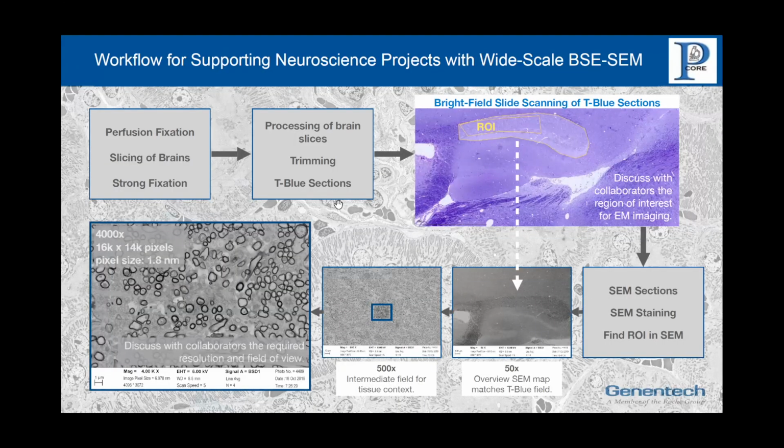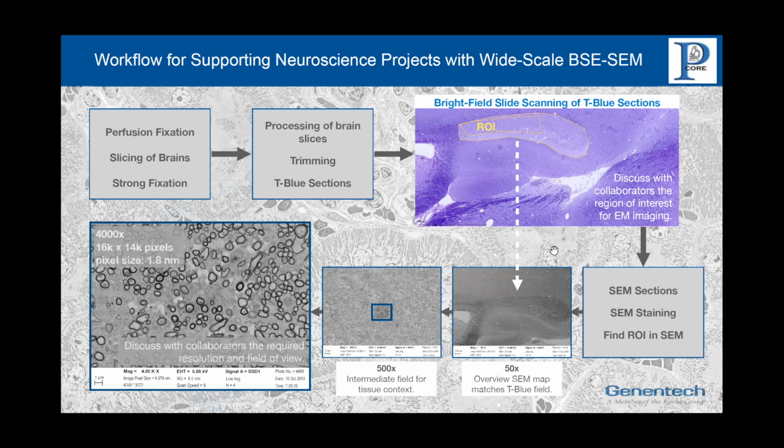Here's a typical workflow of how we use this method to support neuroscience projects. So we start with the fixation and harvesting of the brains. And then we process them. As I pointed out, we try to process them so that we retain a large size. We trim, and then usually we produce first toluidine blue sections. Importantly, these wide field toluidine blue sections will be digitally scanned in a bright field scanner, and these images will be shared with our collaborators. Our collaborators then have a chance to point out clearly to us which area is the most important. So what is the region of interest?